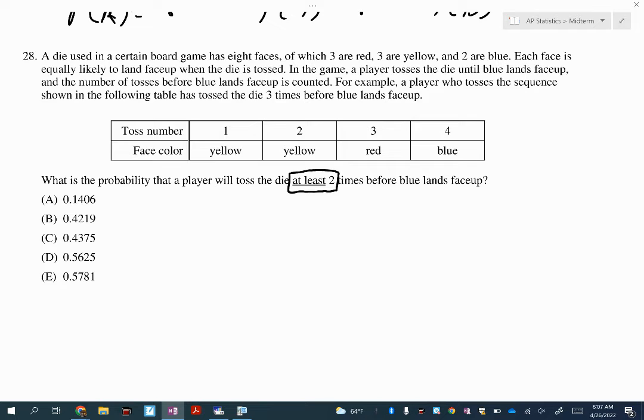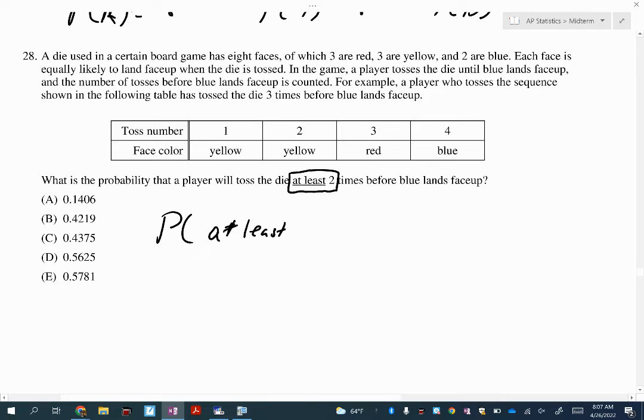All right, so let's talk about what at least 2 would be. What are some numbers for at least 2? 2? 1? No, at least 2. 3, 4, 5. See where we're going with this? So what's not that? 1, or 0.